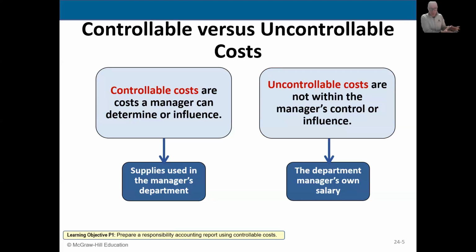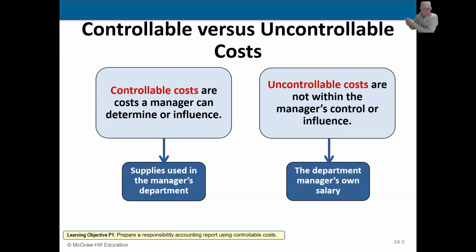All these are controllable. The department manager has control over their department costs, like the hourly wages, the amount of hours worked, the inventory being carried, sales prices, etc. The department manager has the responsibility of controlling those costs. Those are what we call controllable costs.